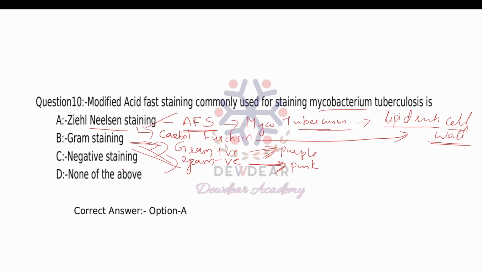Then we have the negative staining. That is a technique in which the background is stained. In negative staining, the background gets stained and the cells are unstained or lightly stained. So the visualization of the cell morphology, size and arrangement is easily visible, as only the background is stained and the cells are not stained here.